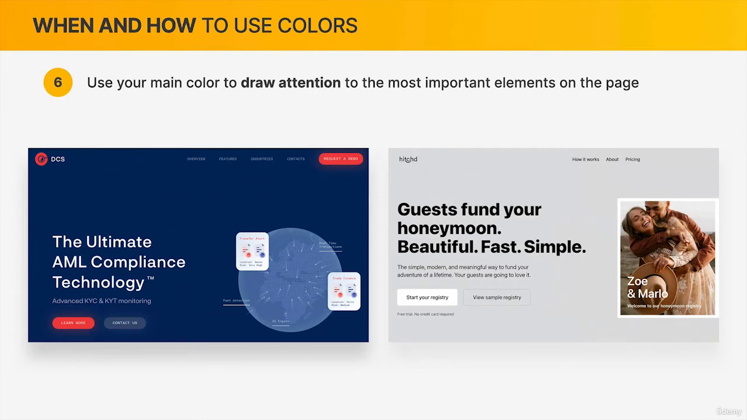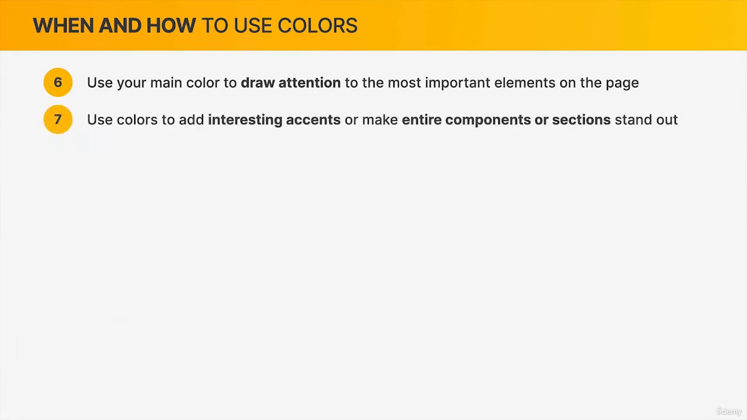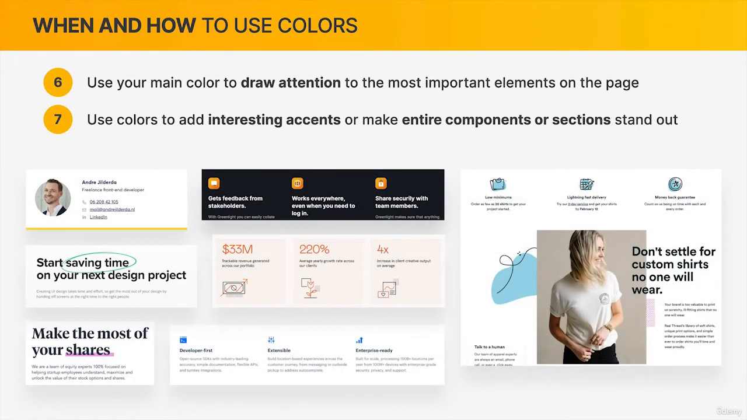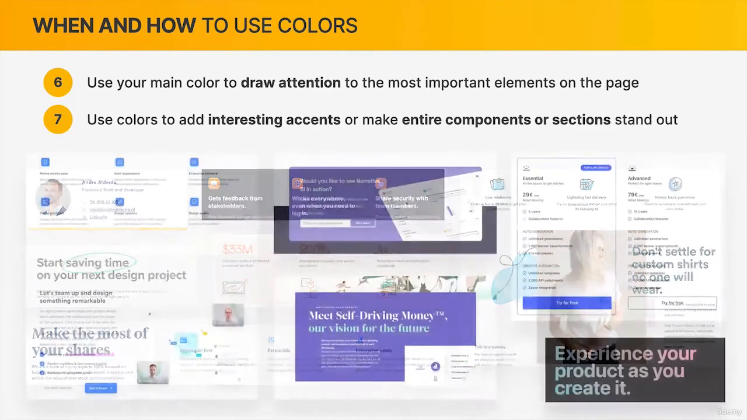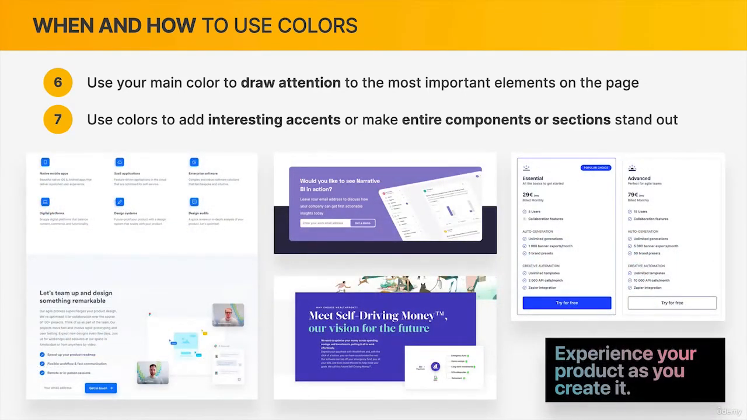But anyway, we can also use colors to add some interesting accent or also to make entire components stand out from the page. So again, here we have some examples. For example, we have some borders going on, or we have some underlined text or some highlighted text. We have some color behind icons, or we also have some colored text. And the same here in the next examples.